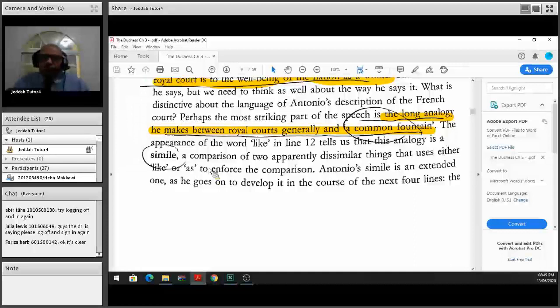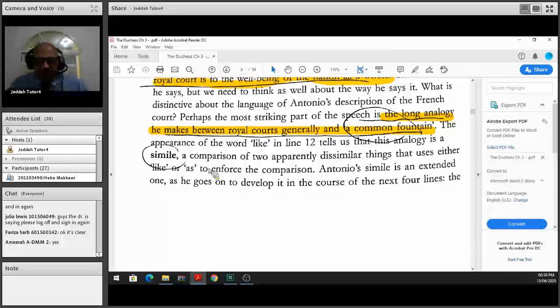While engaging in this discussion about the French royal court, Antonio is going to pick up the analogy of the common fountain. You know what a fountain is? In the past, they wouldn't have faucets and water taps that we have in our houses now. So in order for people to have water, whether to drink or to do other daily tasks, they would go to a common fountain and take water from it. So it's in the interest of everybody that the fountain is kept clean, right?